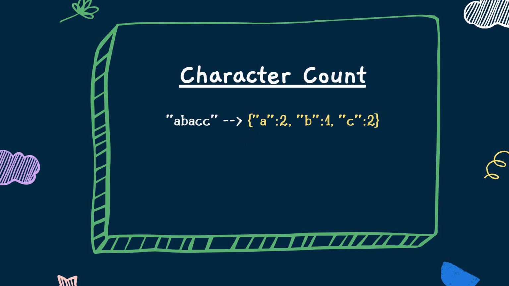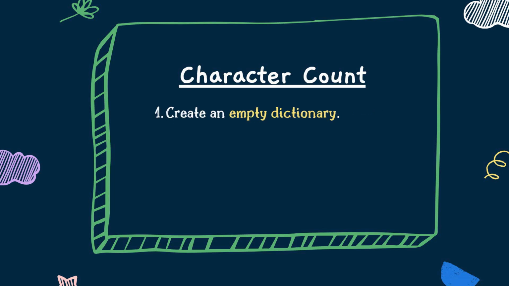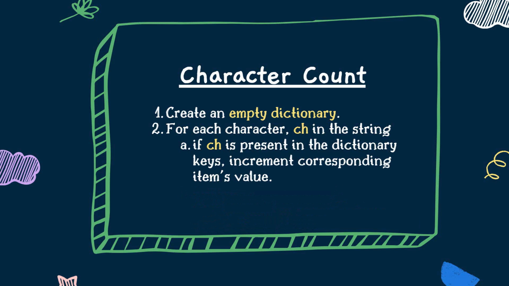Now we will see the step by step algorithm to implement this. First we need to create an empty dictionary, and then we need to access each and every character present in the string. For each character ch in the given string, we need to perform the following steps. If that character is present in the dictionary as a key, that means that character is already existing in a particular item of that dictionary as a key. Then we need to increment the value associated with that item.